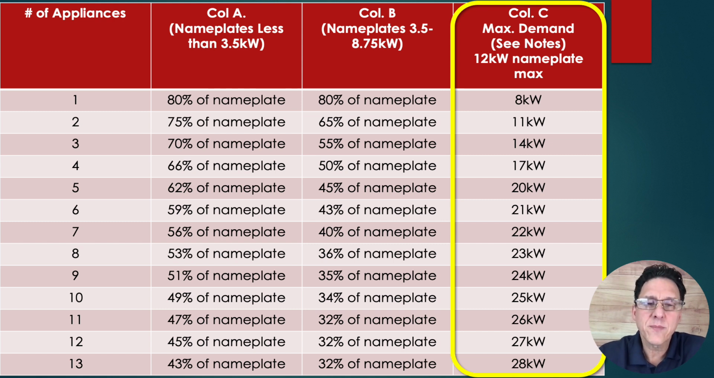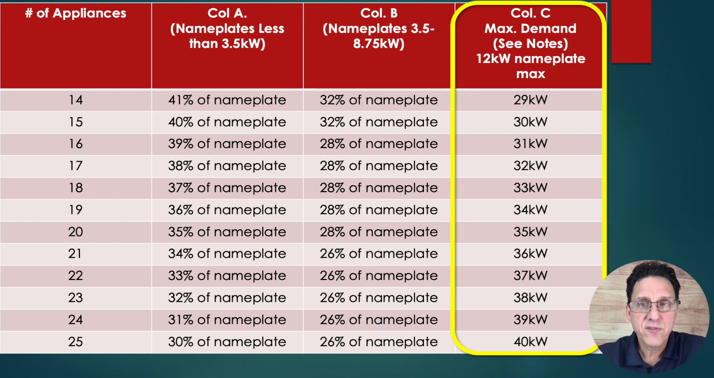Now, what are the numbers in column C? Well, those are actual kilowatt demand numbers. It's not a percentage of nameplate. That's the number you use for your group of ranges. So if you've got one range or cooktop or whatever the type of cooking unit it is, you just read the number in column C. That's it. You don't have to do any math. You just read column C, as one example.